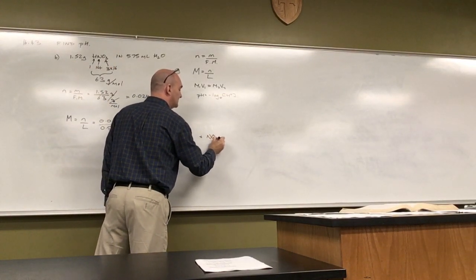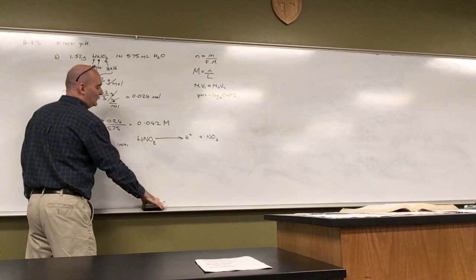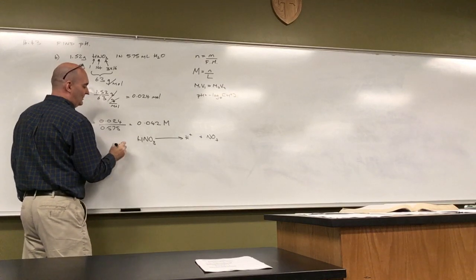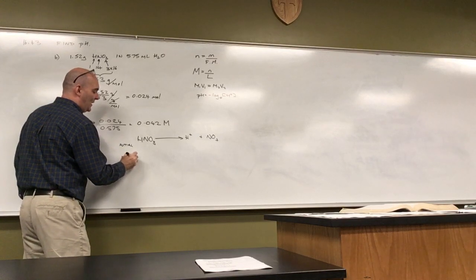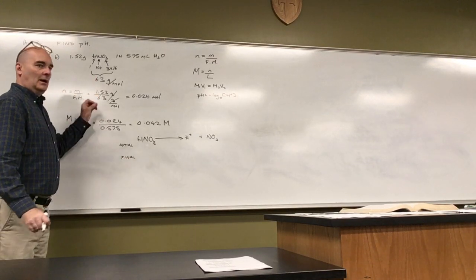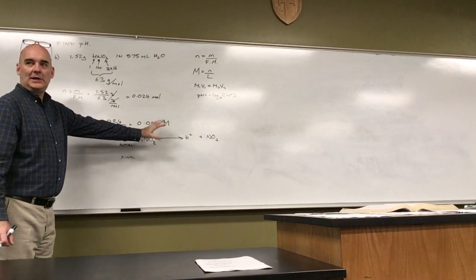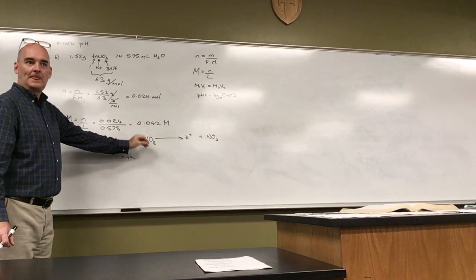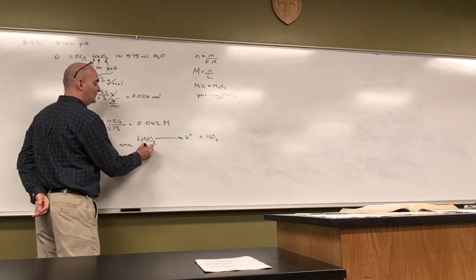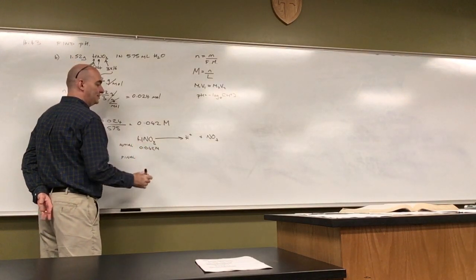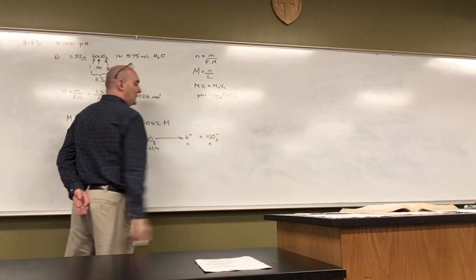So, think about initial, so I'm not at equilibrium. But I can do initial and final. At the point that I dissolve the nitrogen trioxide in water to make HNO3, at the very, very, very beginning, I have 0.042 moles of this. And none of that has been made yet.